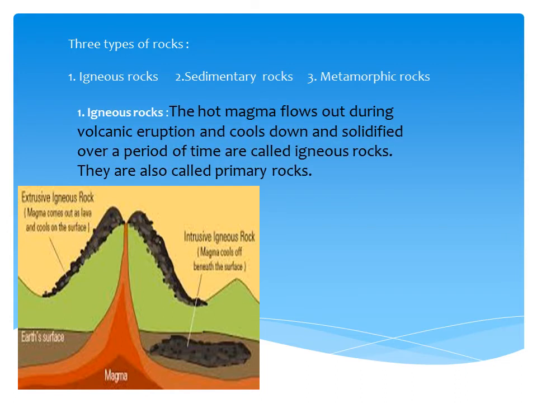When a volcano erupts, it causes liquid rock to rise above the ground, and when this liquid is present inside the earth, it is called magma. This hot magma flows out during the volcanic eruption, cools down, and solidifies over a period of time. These are called igneous rocks. They are also called primary rocks because they were formed first.